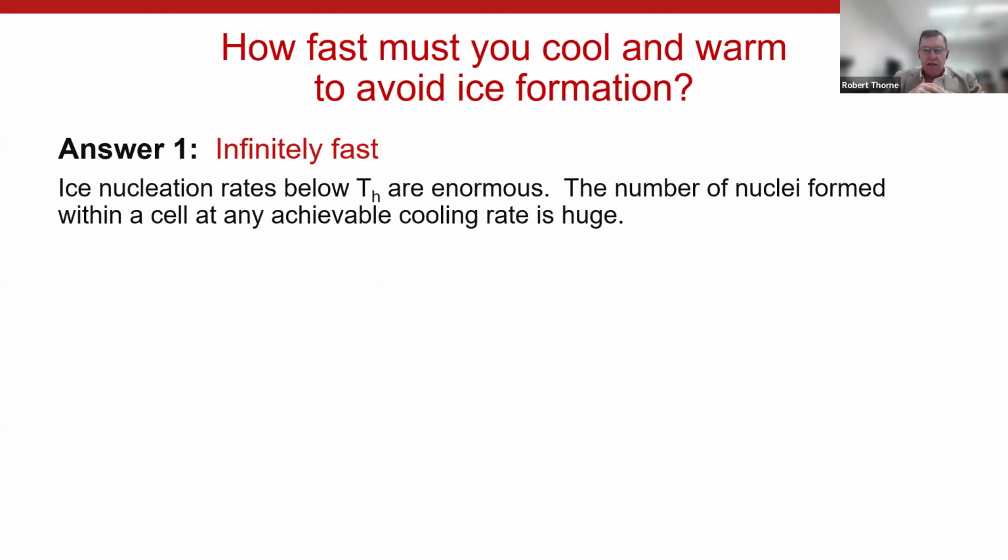Well, the first answer is infinitely fast. If you look at the homogeneous nucleation rates below the homogeneous nucleation temperature for ice, they're absolutely enormous. And even in a human oocyte, the number of nuclei that will form at any reasonable cooling rate to cryogenic temperature is going to be huge. And so you're always going to have at least lots of nuclei inside. You can never avoid that.